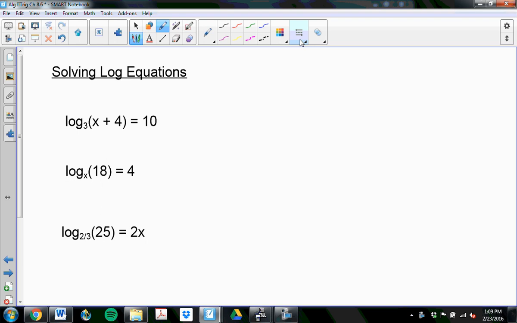Most of these problems can be solved by converting. This is the most common type of problem where the x is here in this parenthesis. It's the log of x plus 4. We want to get that x by itself. If we convert, then we say 3 to the 10th equals x plus 4. X plus 4, not x to the 4th. Well, now we can very easily get that x by itself. We just say 3 to the 10th minus 4 equals x, and we calculate 3 to the 10th.